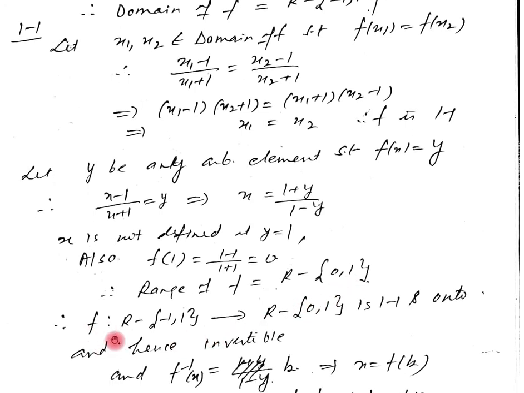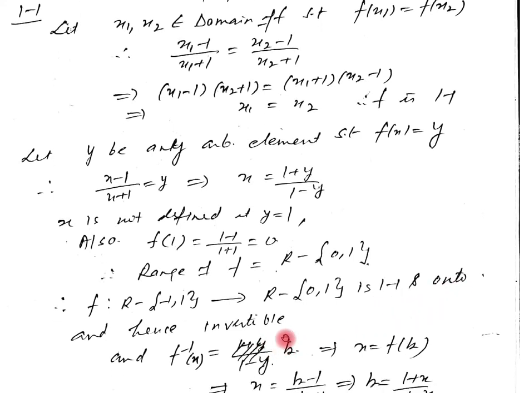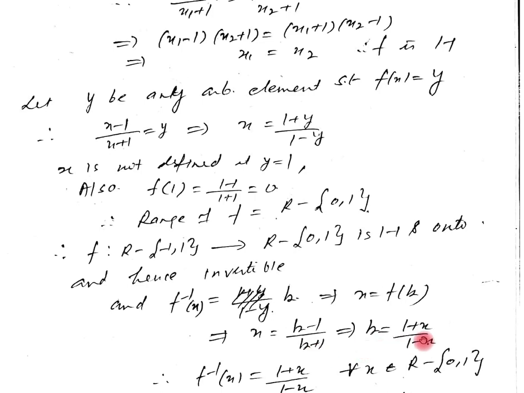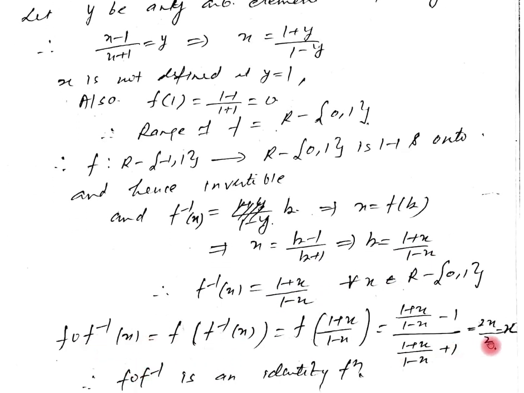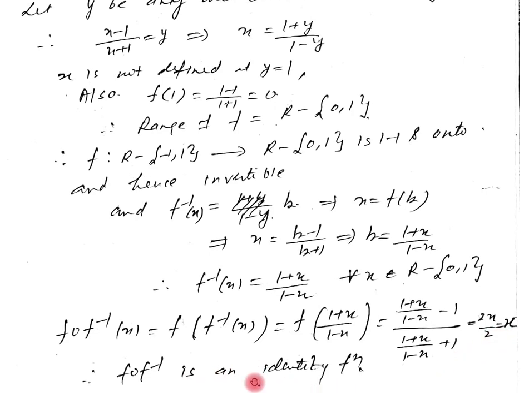Now it means f is a function from this to this, and this function is 1-1 and onto. Hence it is invertible. So we can find the inverse of the function, and then we prove that f of f inverse is equal to x. So we can say it is an identity.